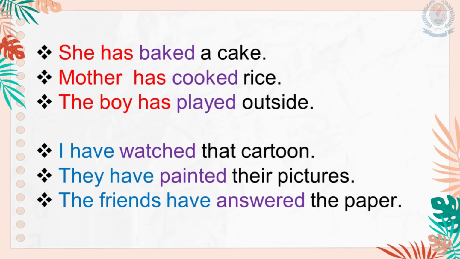Now let's go to some examples. She has baked a cake. Can you see here, she? It is a singular subject. That's why here we have to use has. Then we need to write this verb by adding ed. But bake already ends with e, so we have to add only d. She has baked a cake.